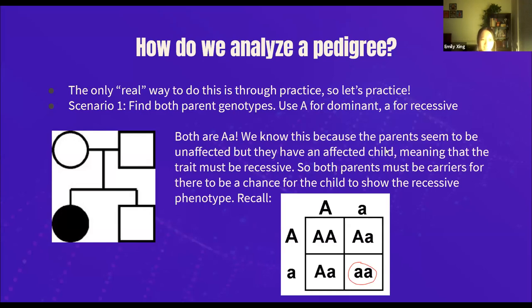So both are heterozygous. If you had a conjoined genotype, I cannot answer that question because I personally have not considered it. But in this context, because the parents seem to be unaffected but they have an affected child, this means that the trait must be recessive. If both parents have the dominant trait, and the trait is dominant, meaning that if you have the dominant allele you're affected, then it must be passed down in every generation. So yes, it's two A's. Both parents must be carriers for the child to show the recessive phenotype. Looking at the Punnett square, in the bottom right you have two little a's, and that's going to be the phenotype of the affected circle. Does that make sense?